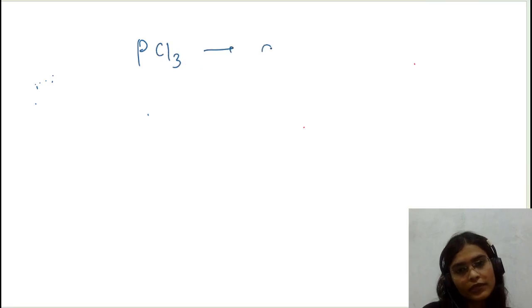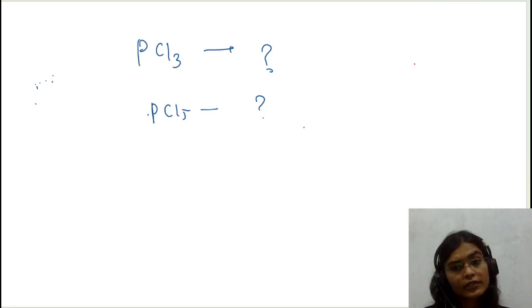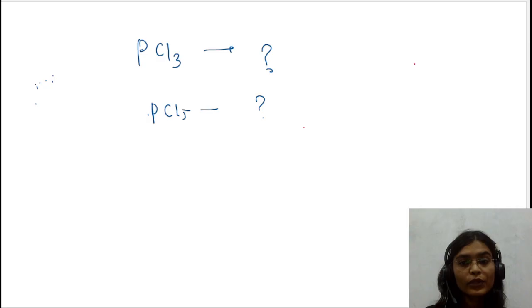So what we're discussing here is PCl3. If you're having PCl3, can you just tell me what is happening there? And if you're having PCl5, then what is happening there? Do you know the reason behind this? Quickly recall the p block element. If you have PCl3 and it undergoes hydrolysis, then what do we get?